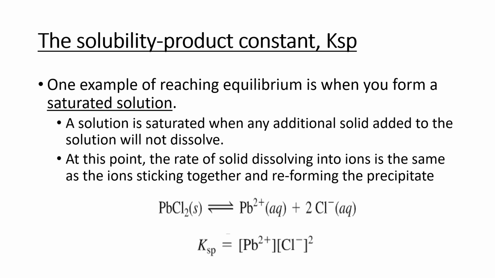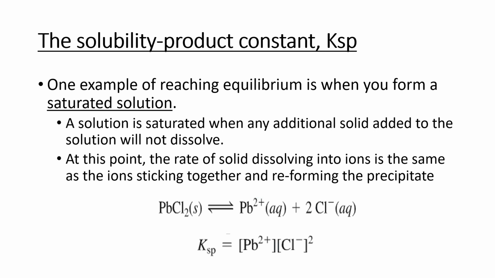So the first equilibrium system we're going to look at is a solubility product constant, Ksp, and we see this kind of equilibrium system when you form a saturated solution. A saturated solution is one where any additional solid added to the solution will no longer dissolve. You can tell your solution is saturated if you see some solids still remaining on the bottom of the beaker. So that tells you not all of it dissolved.